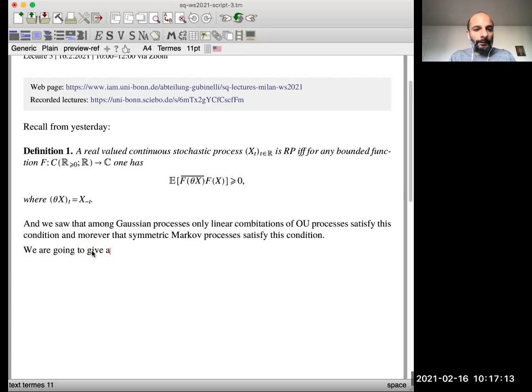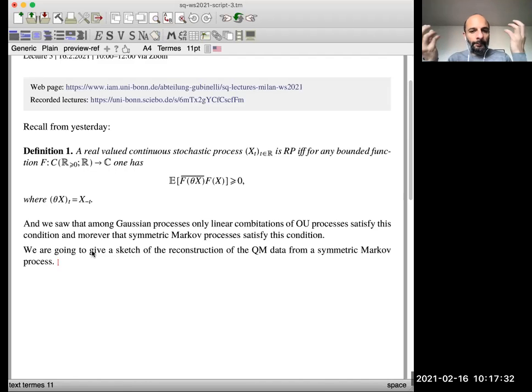To give a sketch of the reconstruction of the quantum mechanical data from a symmetric Markov process. This gives a hint of how the link between probabilistic data and quantum mechanical data works. I want to go back and construct the space of observables and the dynamics, just knowing a symmetric Markov process. Take the one you like more.